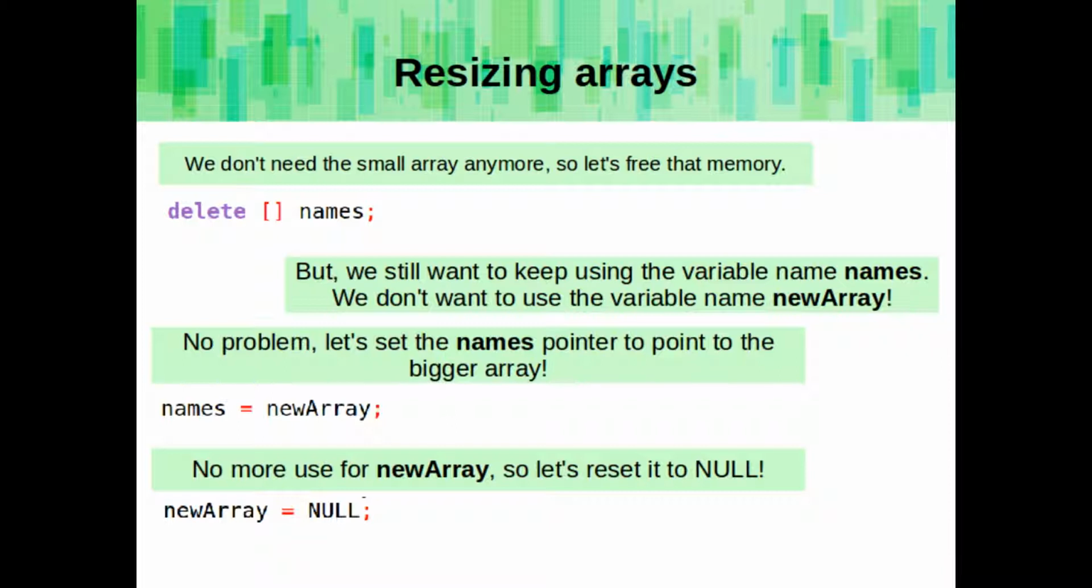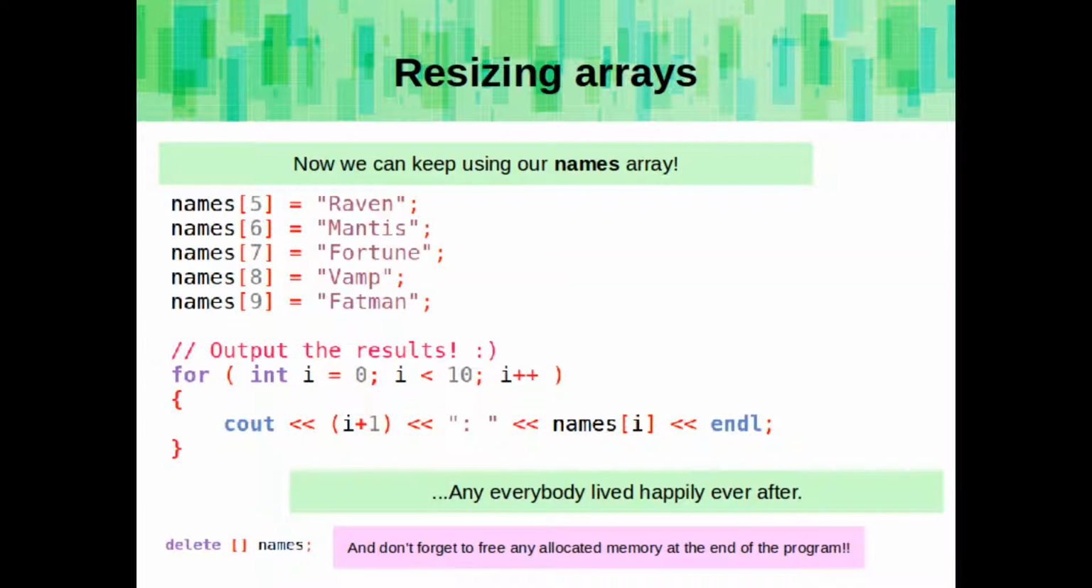But we still want to keep using the variable name names. We don't want to use the variable name new array, that's ugly. So no problem, it's a pointer. We just change where names is pointing to the bigger array. And then for new array, we set that to null so we don't misuse it later. Now we can keep reusing our names array. But also don't forget to free the space at the end of the program.